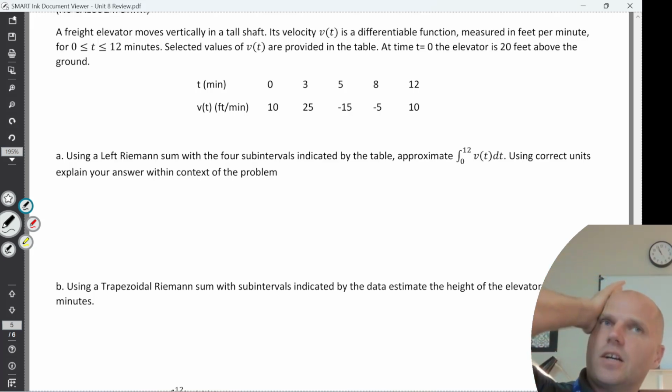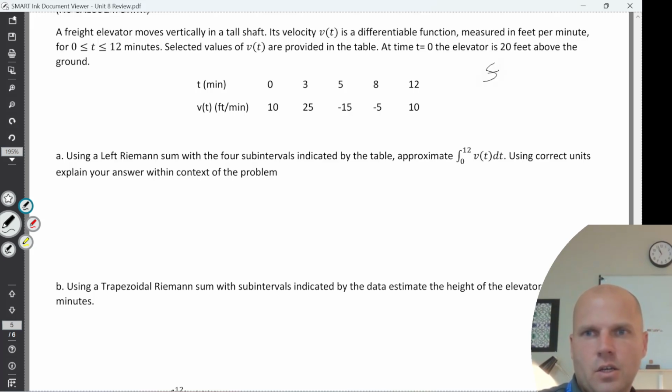Great. I did this in an earlier class. So we've got a freight elevator going up and down. I'm giving you the velocities in feet per minute, so we know that. We know an initial position: position at time 0 is 20. So velocity is a derivative, in feet per minute. Accumulating velocity would give you a change in your position. Cool. Use a left Riemann sum to approximate this.